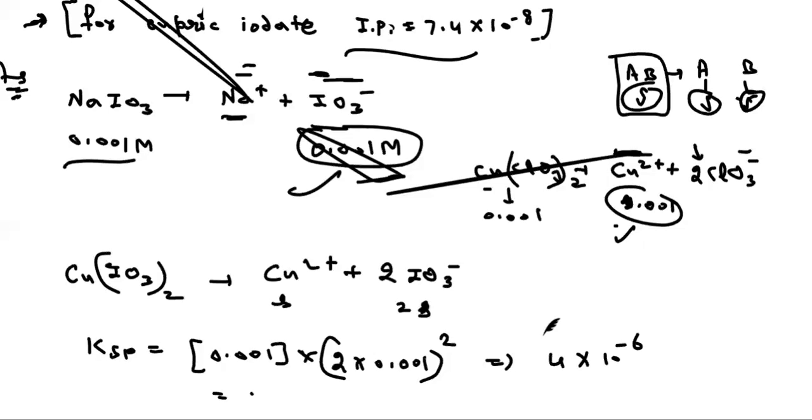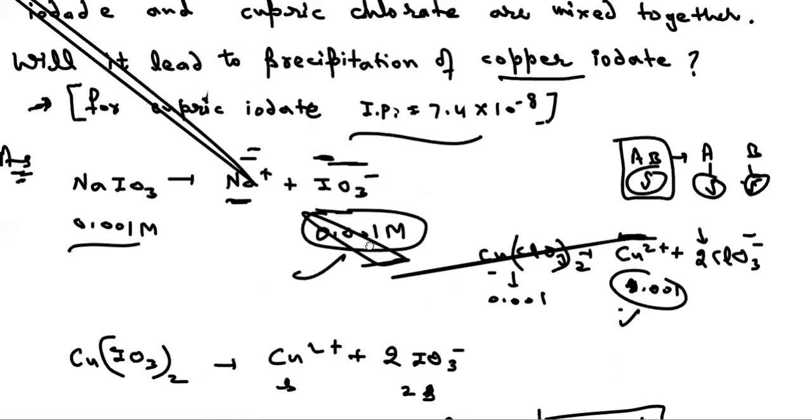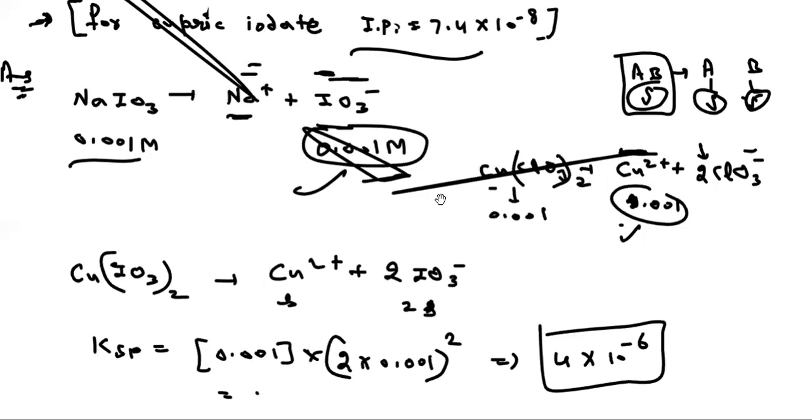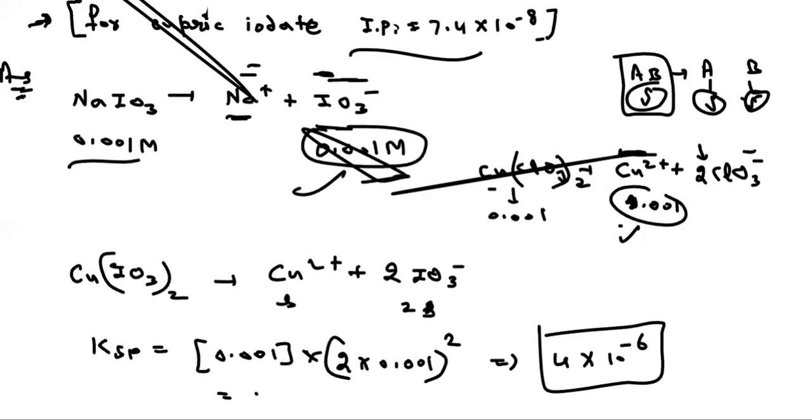Okay. So KSP is 4 into 10 to the power minus 6. And in the question, what was... Oh no, that's not the full thing. That's just for the 2 IO3. But for the full, give me one quick second. Then it'll be, sorry, 4 times 10 to the power minus 9. Okay, 4 into 10 to the power minus 9. That is the full calculated answer.